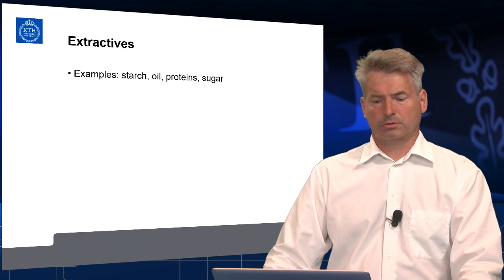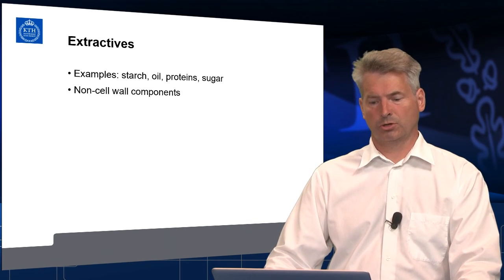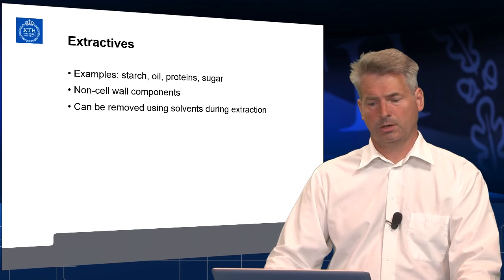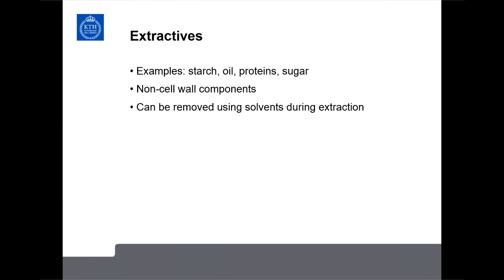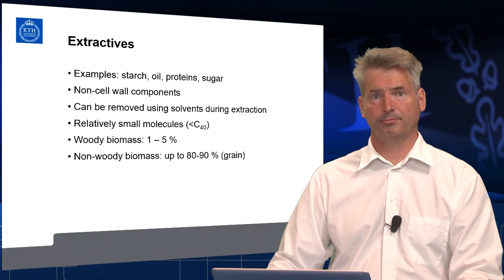Examples of extractives are starch, oil, proteins, and sugar. And these components are not in the cell walls. They can be removed by using solvents during extraction. And these molecules are relatively small. They have a number of carbons not more than 40 in the molecules. Woody biomass has a content of only 1 to 5% of these extractives, while non-woody biomass has up to 80 to 90%, as for example grain.